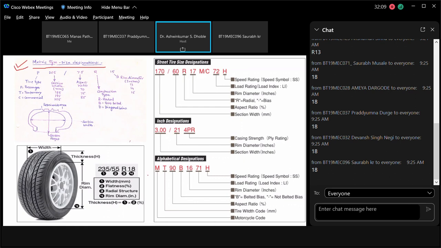The other things people mention are the speed rating and other alphabet designations, then the inch designation, then the street tire size dimensions. These are to be specified by the manufacturer. They may have their own specification or go for the standard one, but the metric tire designation is accepted worldwide. Here again the dimensions are shown: this is the thickness and this is the width. Then they specify flatness, radial structure, rim diameter.